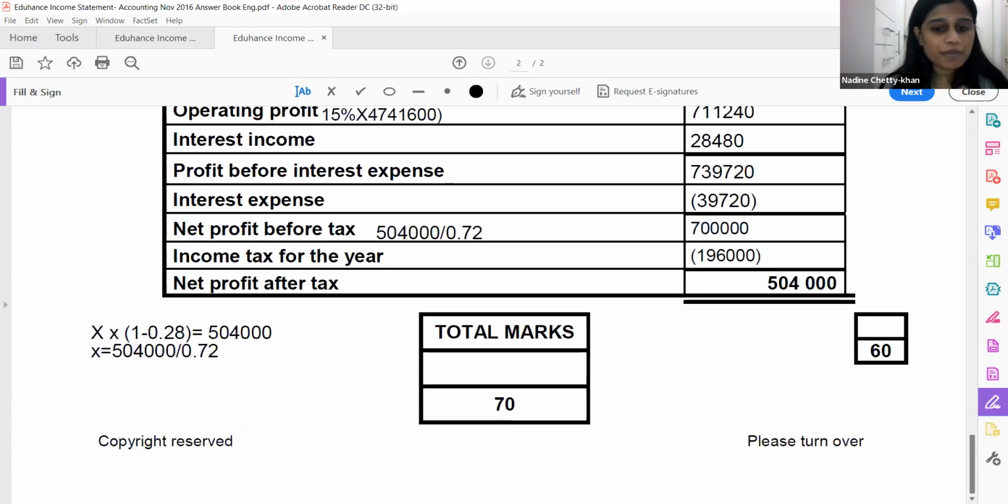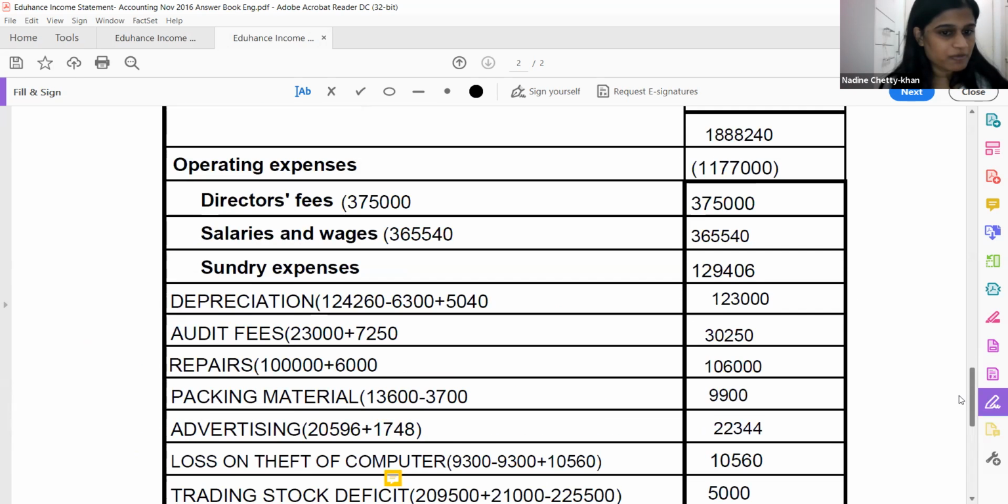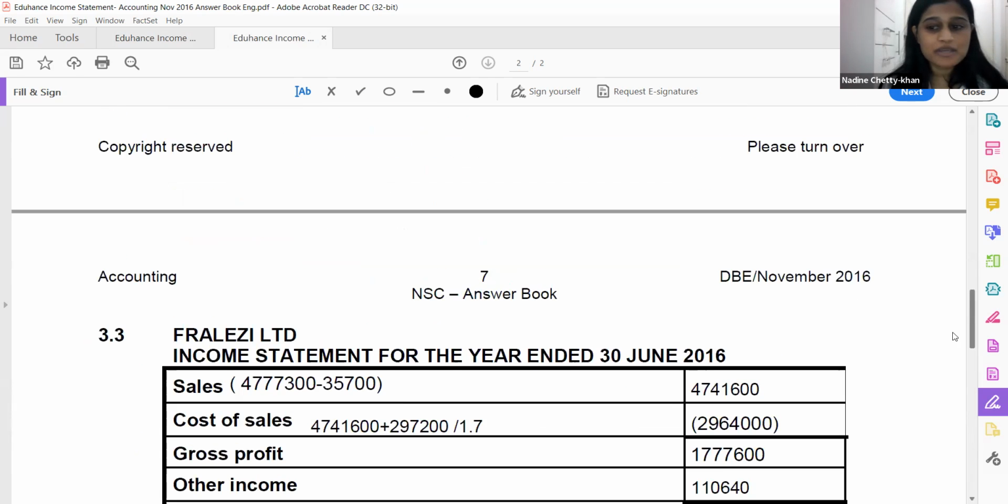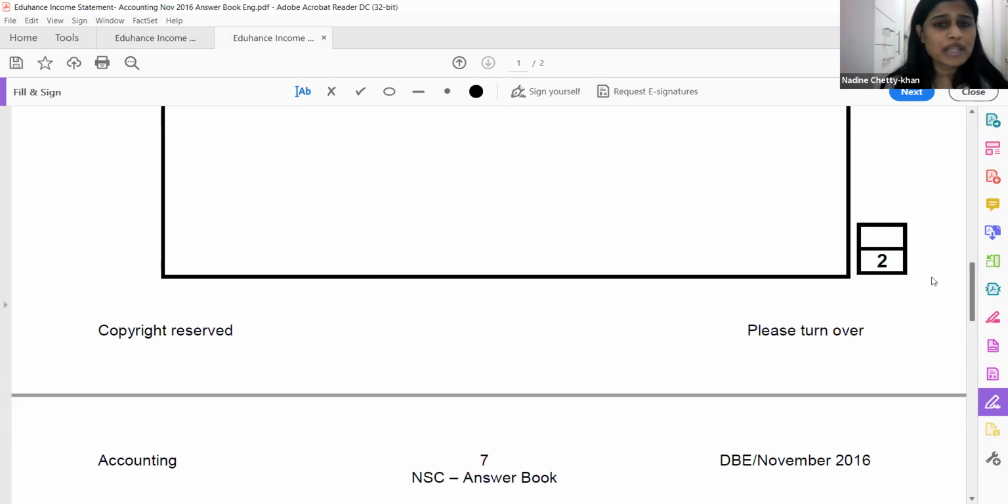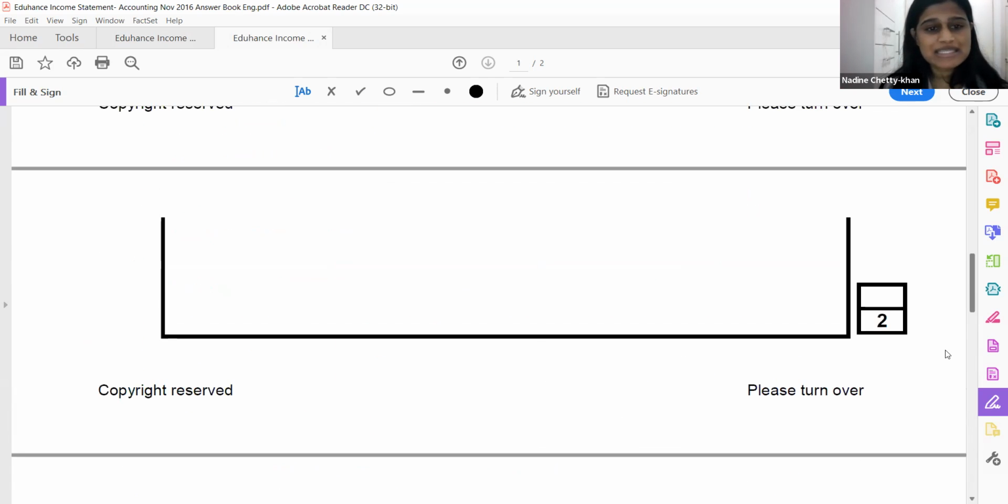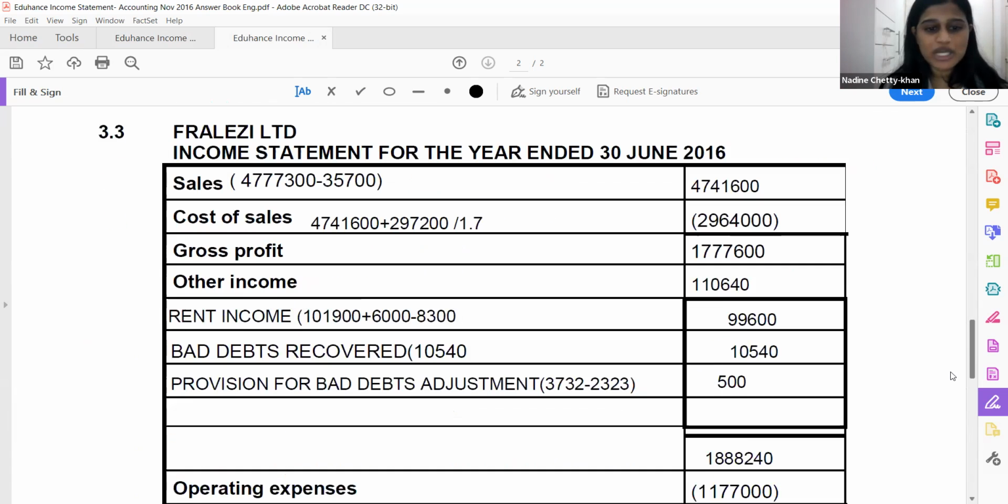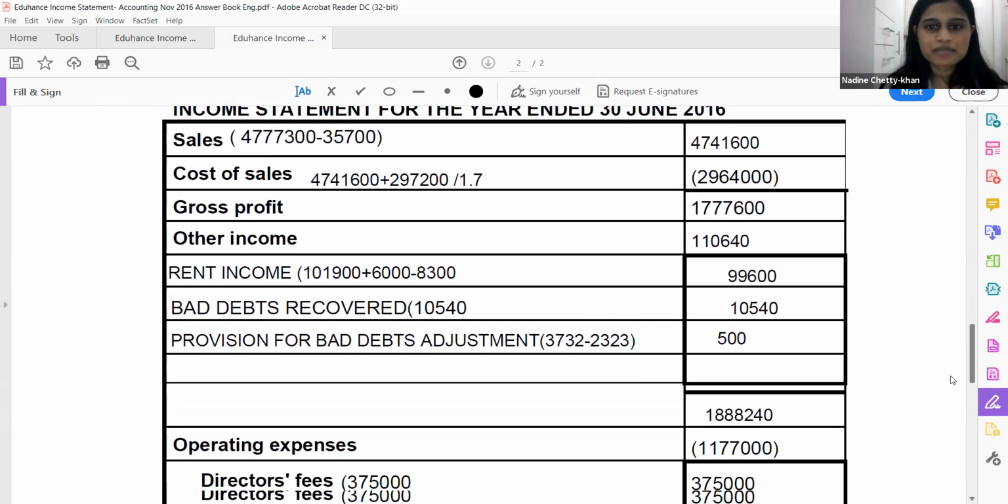Okay, so I hope my approach has been helpful. These are typical adjustments. I mean, this paper is 2016, and if you pull out a 2021 paper, you'll see very similar questions and adjustments coming through for the income statement.